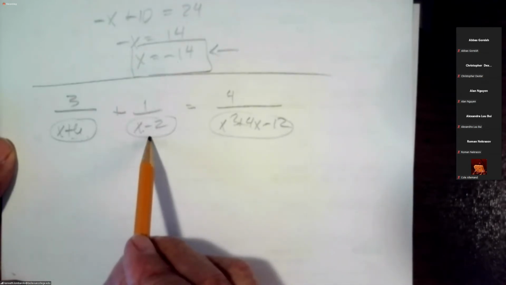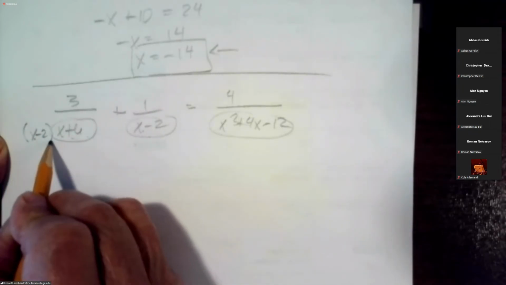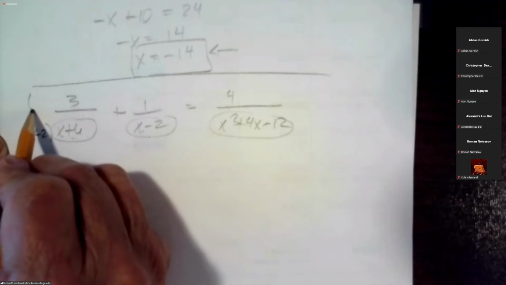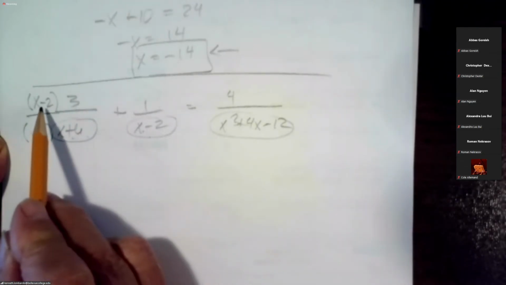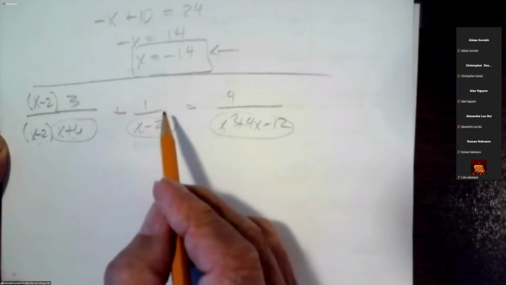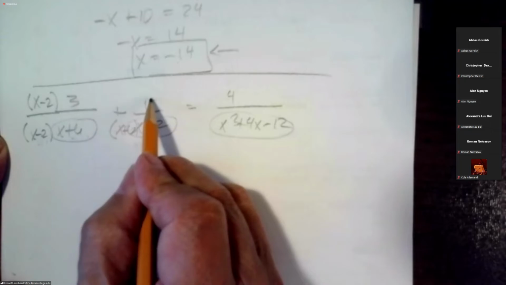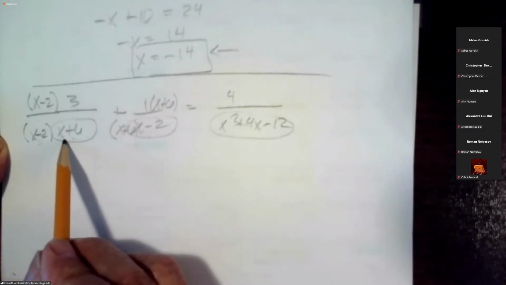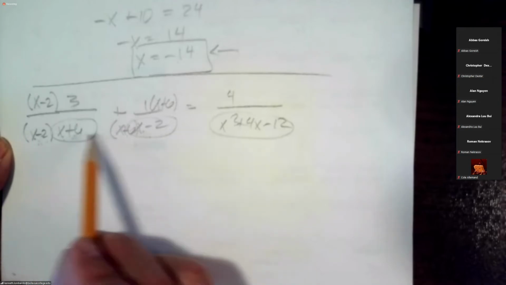So I say, well, I've got an x plus 6 and an x minus 2. Well, I know I'm going to have an x minus 2 here in the denominator, which means I'm going to have an x minus 2 here in the numerator, because whatever I do to the numerator, I do to the denominator. Similarly here, I'll have an x plus 6 and an x plus 6. So now I have x minus 2, x plus 6, x minus 2, x plus 6. That's good. So these have a common denominator.